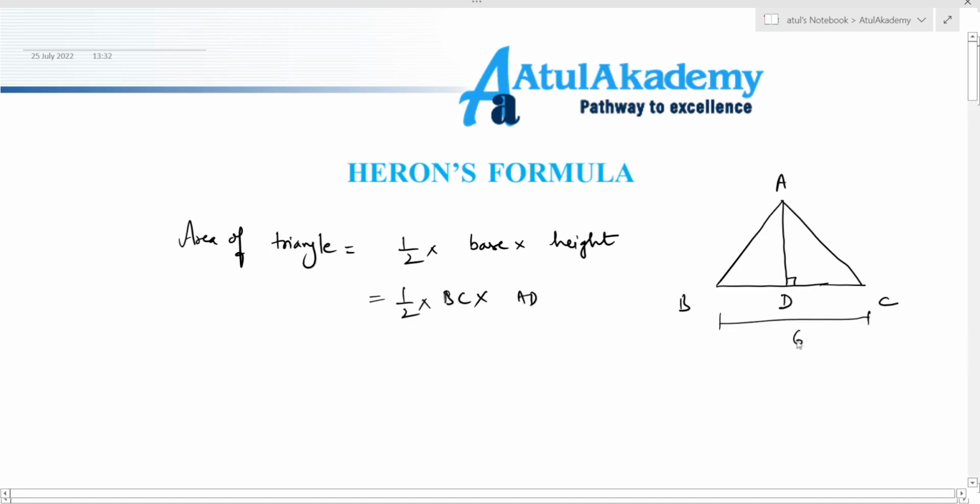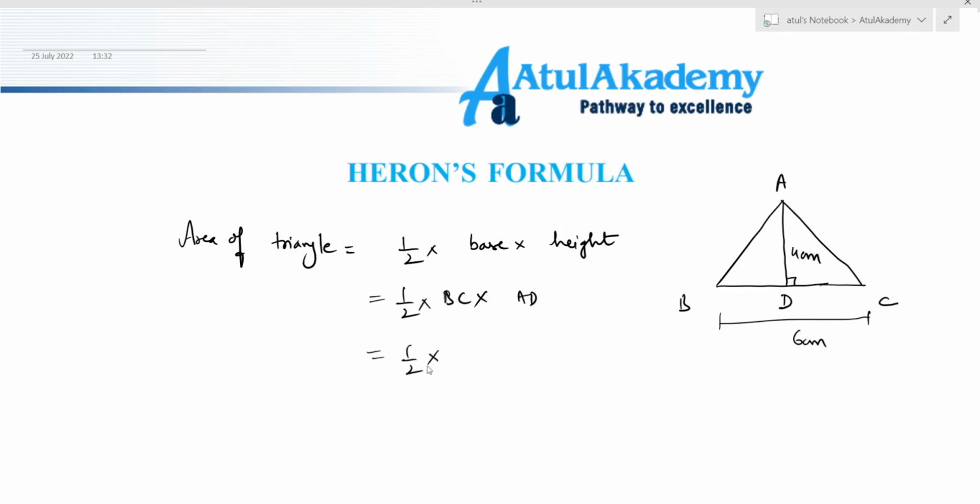Let's say BC is given as 6 centimeter and AD as 4 centimeter. So what will be the area? BC is 6, AD is 4. You can solve it by cancelling. So it's 12 centimeter square. That's the area of the triangle formula when you have the base of the triangle and the corresponding altitude.